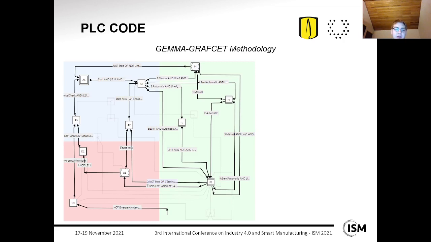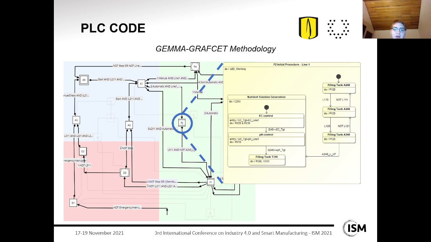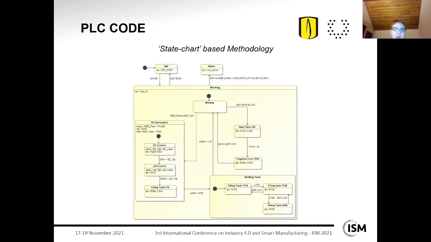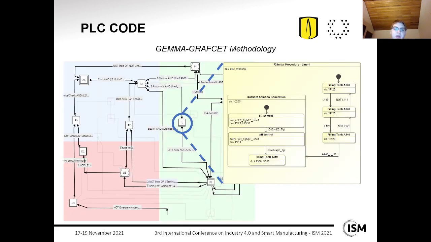So we have here the representation of the GEMMA-GRAFCET methodology, the part of the operational modes. This was made with an automatic code generator, only for the operational modes. And here we have the representation of the nested behavior. In this case, it's in a state chart, but it is similar to the graphic representation. Here we have the state chart based methodology for the system. It's composed by 3 macro states and 5 states and some substates that represent the same working principle as the GEMMA-GRAFCET.